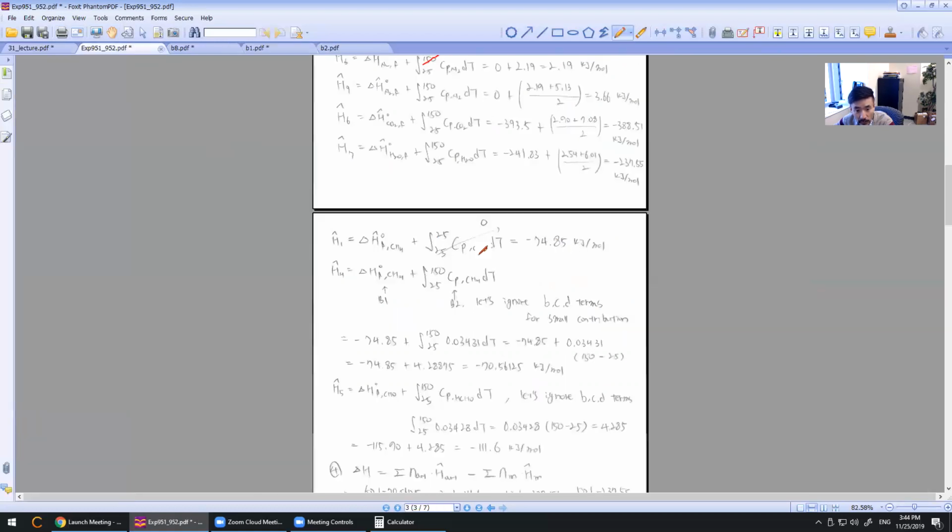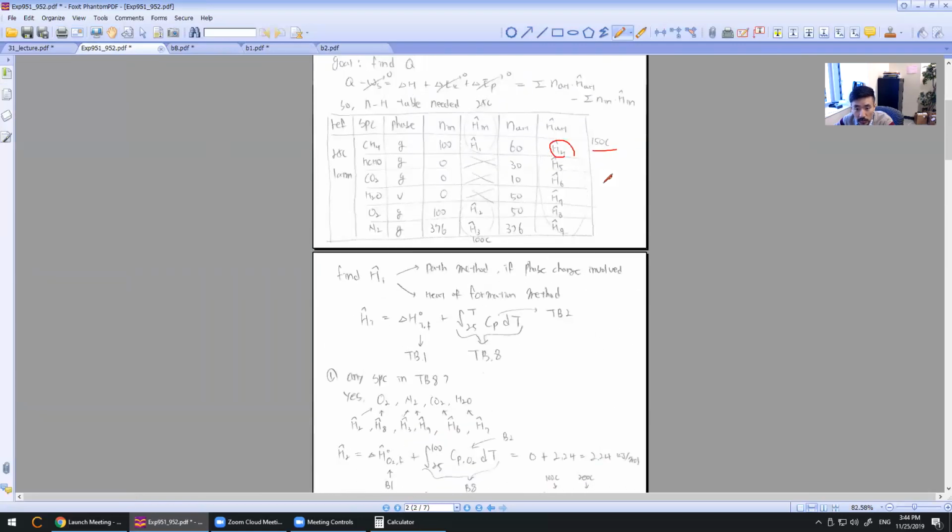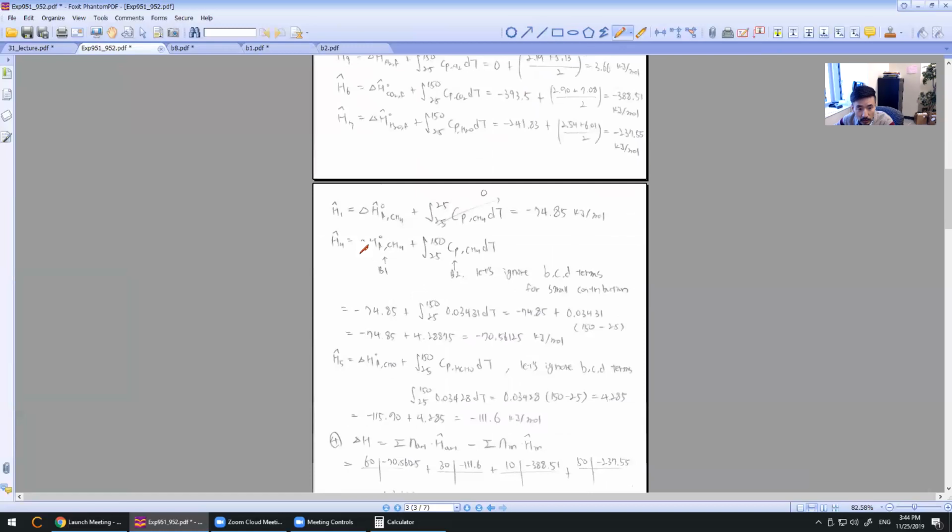Negative 74.85, and this term is 0. So we find H hat 1. For the H hat 4, it is methane, but now our desired temperature is 150, right? So the condition is 150, from 25 to 150. So the equation is delta H naught, heat of formation of methane, plus integration 25 to 150 Cp methane dt. This one, we already found the number as negative 74.85. So you just write down here integration 25 to 150 Cp methane dt.